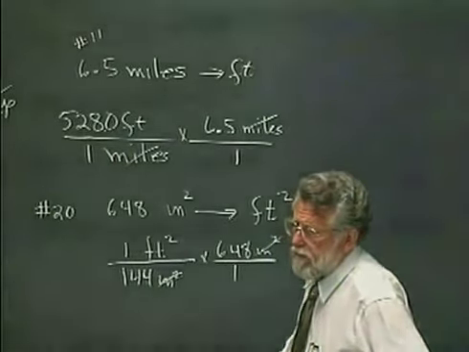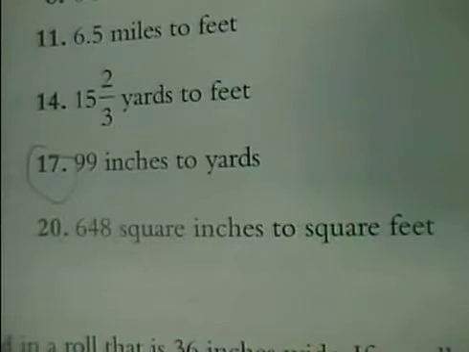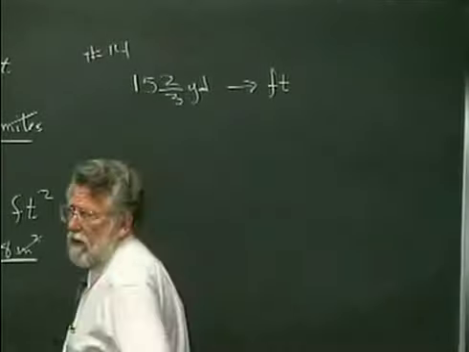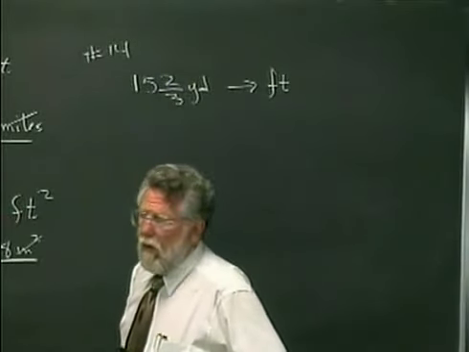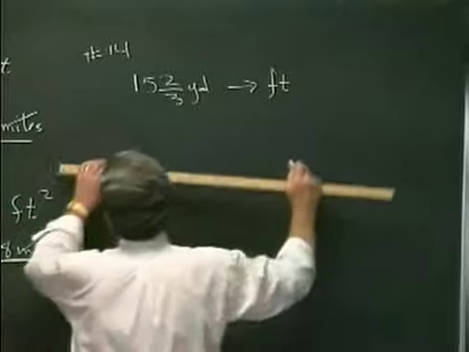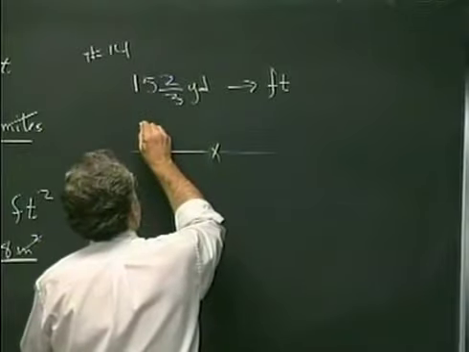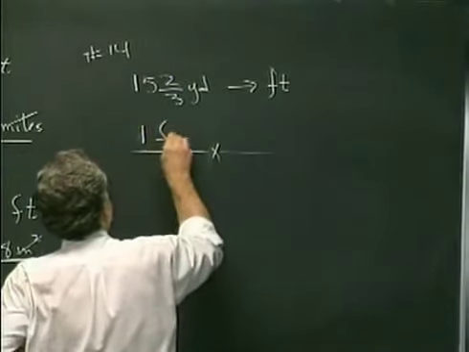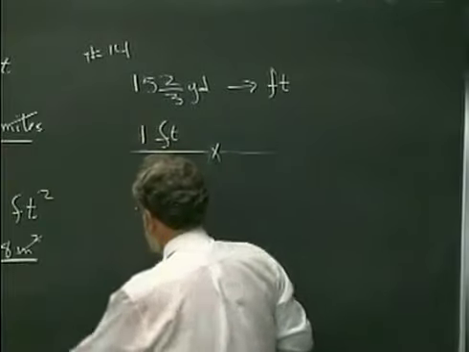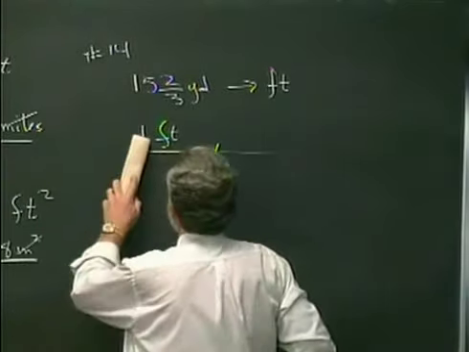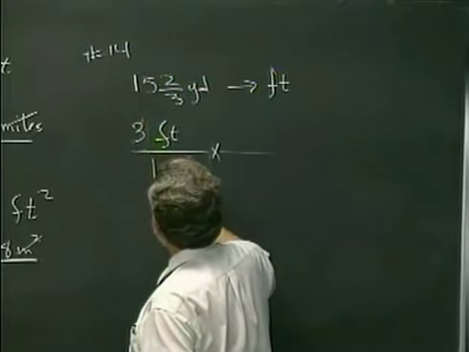Okay, in number 14, we have 15 2/3 yards, and I want it to go to what? To feet. What do I know about that? I want feet in the top. So I have 1 foot is how many, or not 1 foot, I guess I need 3 feet there. I keep wanting to put a 1 on the top. 3 feet is 1 yard.